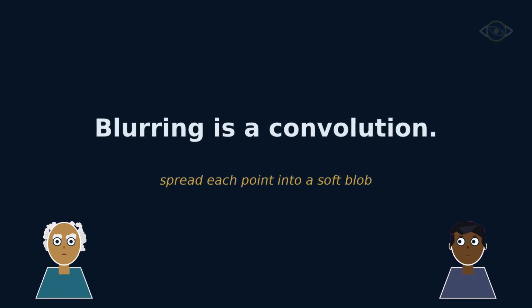Now the applications pour out. Blur an image by convolving it with a little blob. Every sharp point gets smeared into that blob's shape, and the whole picture softens. So a camera's out-of-focus blur is literally convolving the scene with a disk. The blur kernel is the shape of the smear.